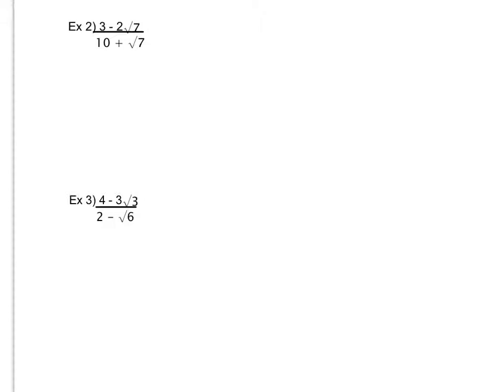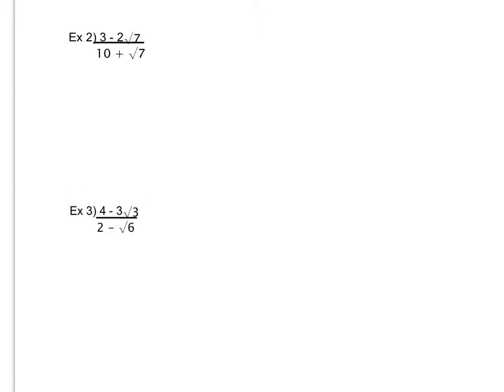Example 2, I'm going to go ahead and do the same thing. I believe there are just these 3 examples. Multiplying by the conjugate of 10 plus the square root of 7 is 10 minus the square root of 7. I hit something, so I don't know if this recorded, so let me review what I did.